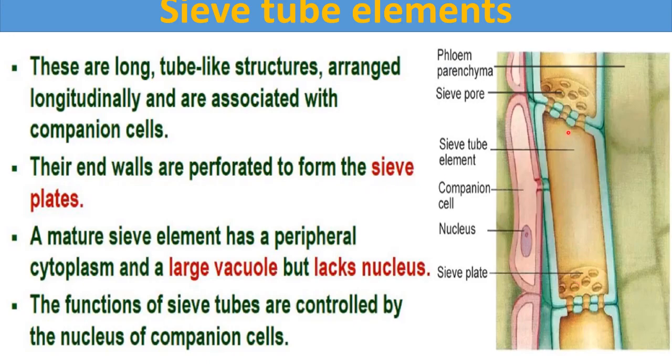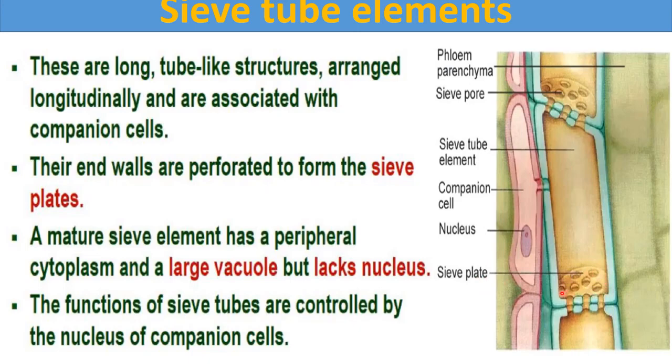As you can see here, these are the end walls of the sieve tube elements. This is the end wall, and here also this is the end wall. You can see these pores in the end walls of these sieve tube elements. These are the pores, that's why we are saying these are perforated end walls. These are sieve pores, and this complete structure is called the sieve plate.